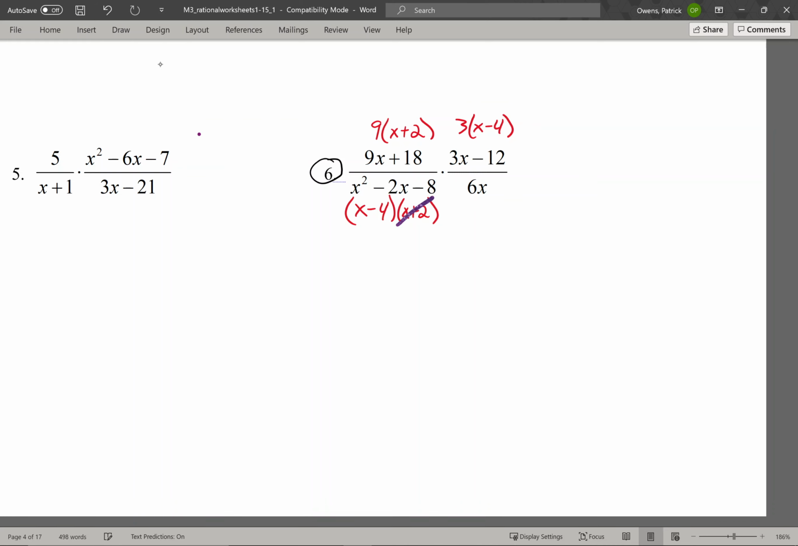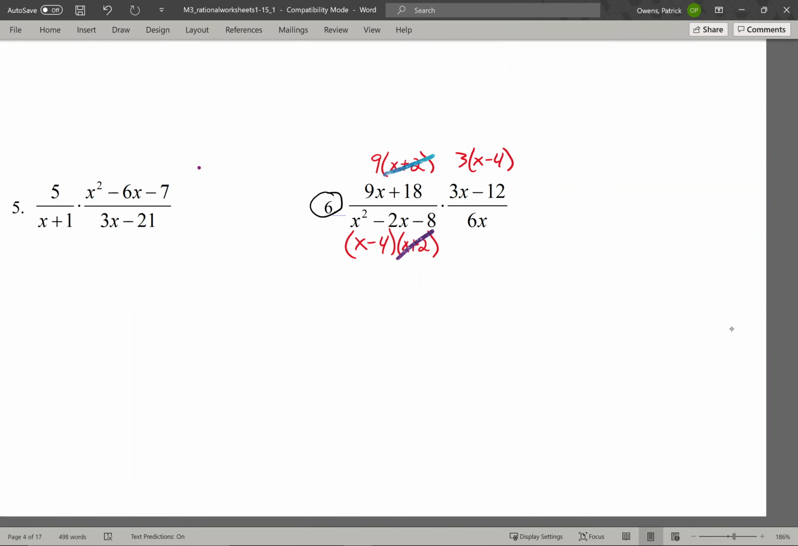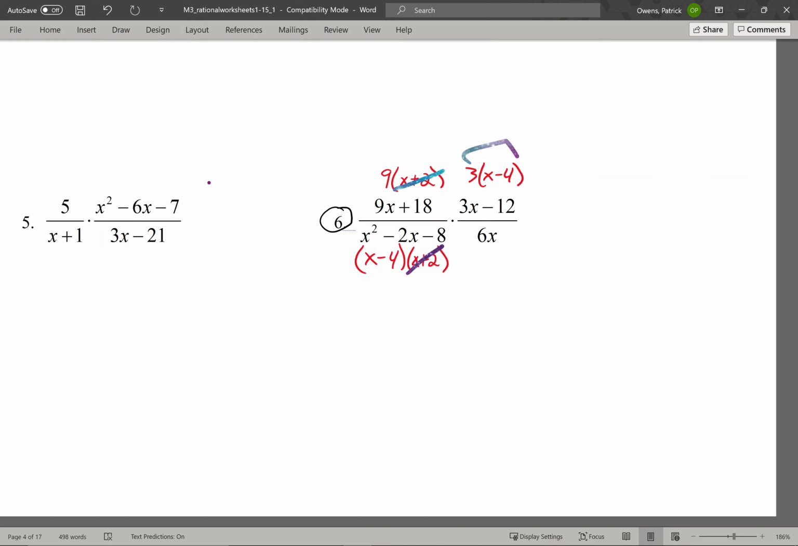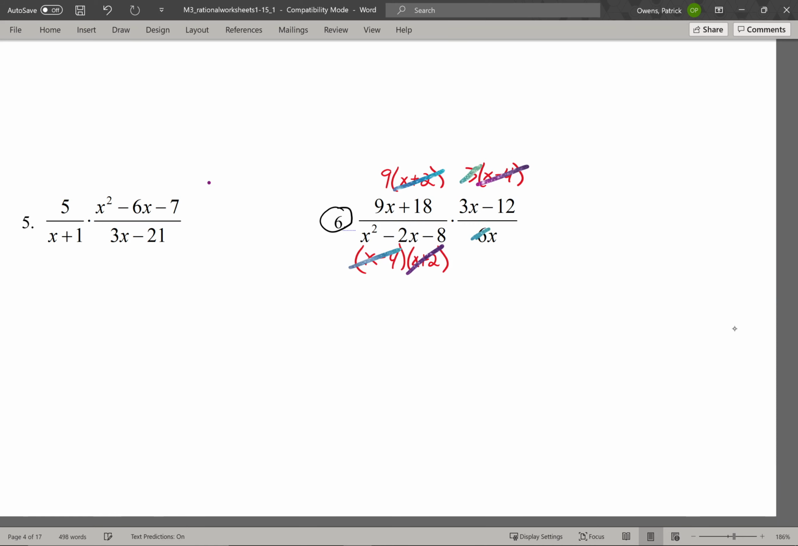All right, now we are ready to factor some things out. So we have an x plus 2 that we can factor out. We have a rogue x minus 4 that we can finally factor out. So now what we can do is factor this 3 out, because 6 divided by 3 is 2. So this just simplifies to 9 divided by 2x.